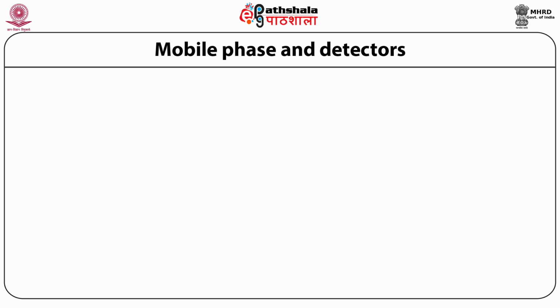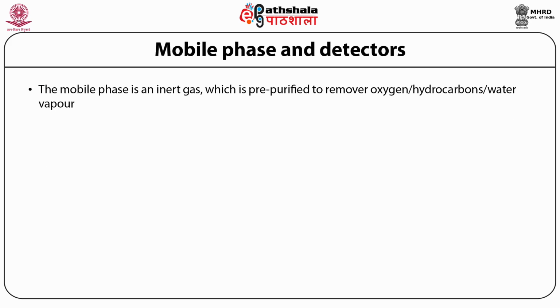So the carrier gas or the mobile phase, like we've already seen, is an inert gas like helium or nitrogen. Before it's flushed into the column, this inert gas is pre-purified to remove oxygen, hydrocarbons, or water vapor. And the flow of the carrier gas is also maintained by a controller. The flow needs to be regulated because that will also decide the retention time of a particular analyte.